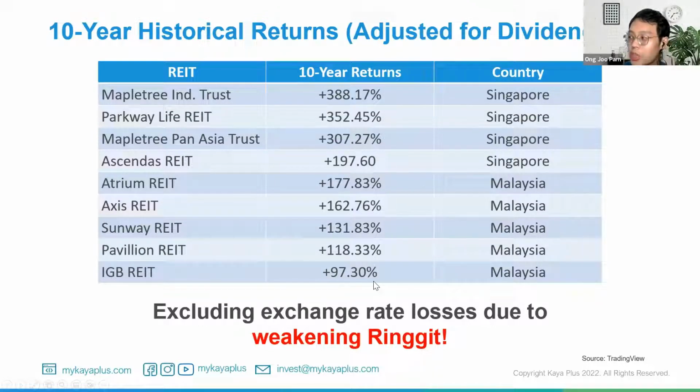So something must be wrong, or I would say the Singapore REITs must be doing something right to be able to achieve better than expected 10-year historical returns compared to our Malaysia counterparts. So what could be the reason?